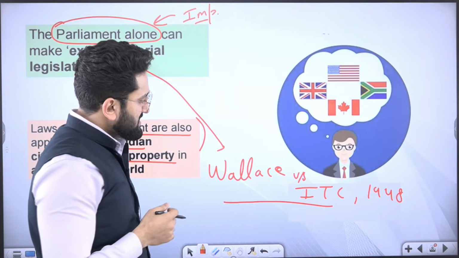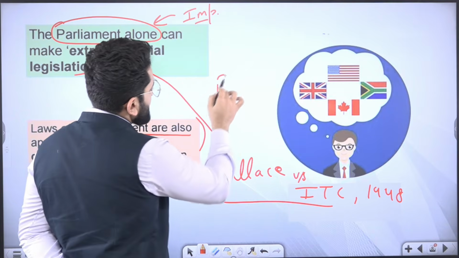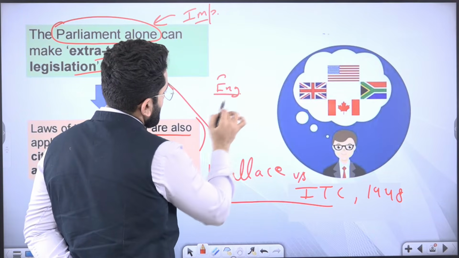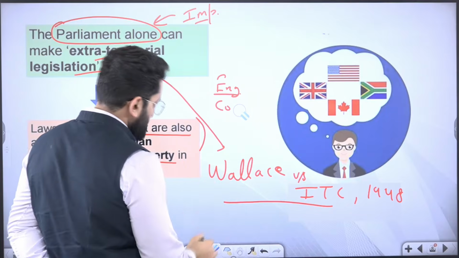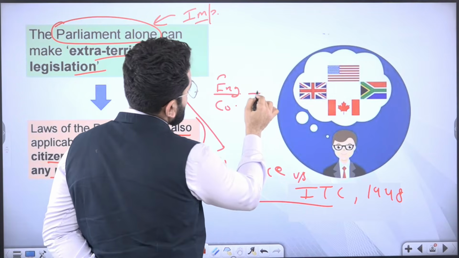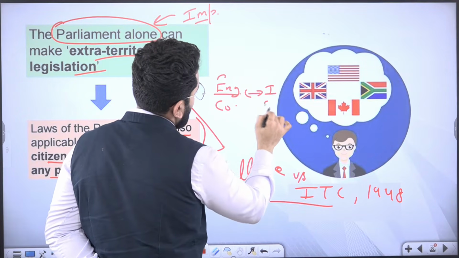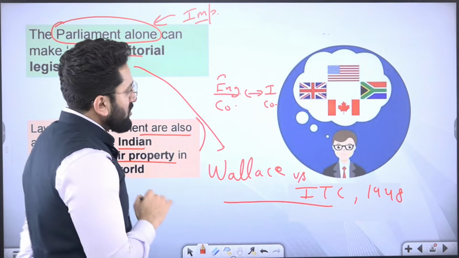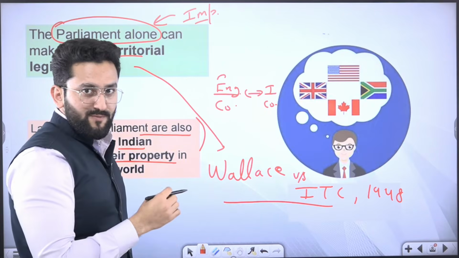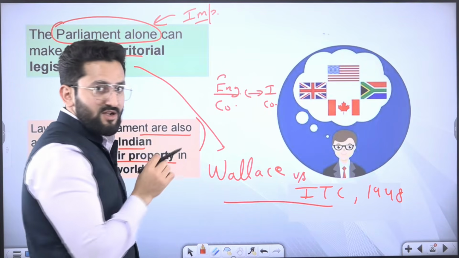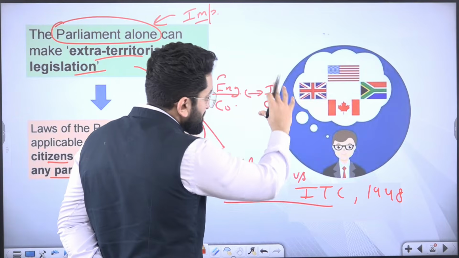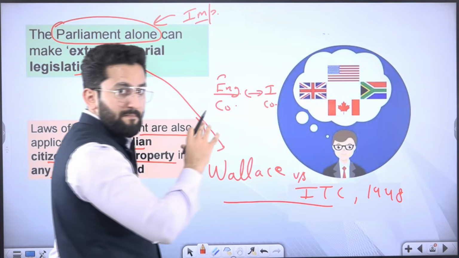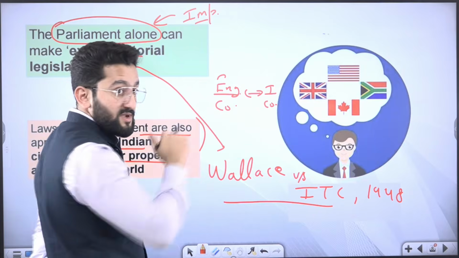So what was happening in this case? There was an England-based company, and this England-based company actually made a partnership with an Indian company. Okay. So now, the Income Tax Commissioner sent a letter to this England-based company that you have made the majority of profits from India, and you have a partnership here.